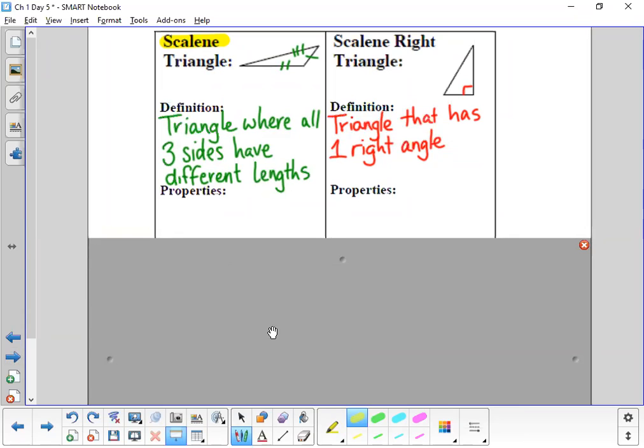If I have a scalene right triangle, that means that all 3 sides are different lengths and it has 1 right angle.